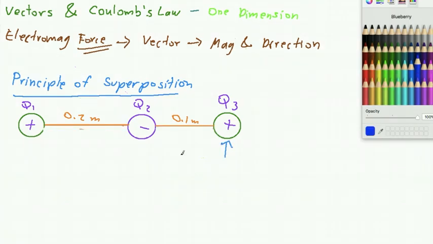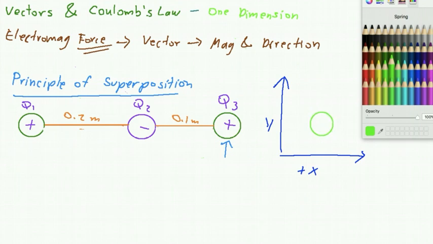So now we have forces acting on Q3. Let's do a force diagram like we did previously in the first semester of physics, but just for Q3. If we make an X and Y axis, with the Y axis positive upward, let's just concentrate on Q3. What are the forces acting on it?